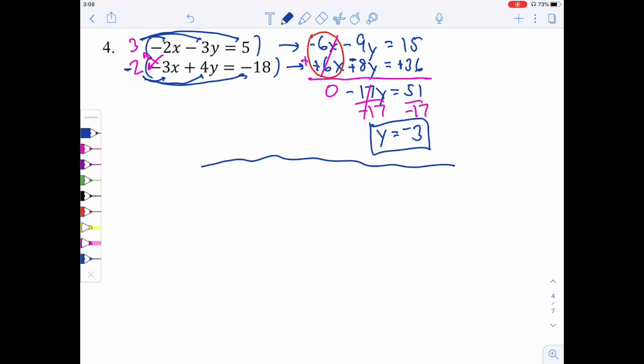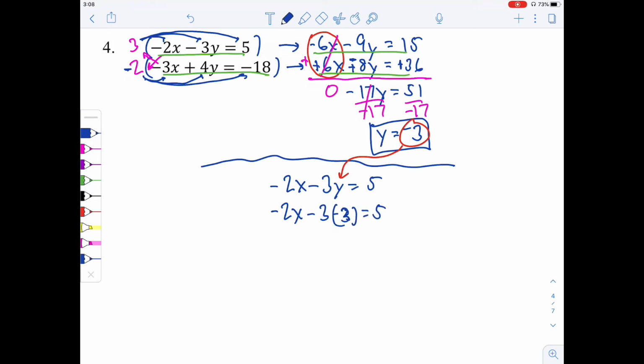All right, so now we have y equals -3, and we can use either equation, any one we want. First one, second one. These ones we modified, any of them will work that we could use. Either way, okay? Let's use the first one. So -2x minus 3y equals 5. Take our -3, put it in for y. -2x minus 3 times -3 equals 5. Negative 3 times negative 3, positive 9.